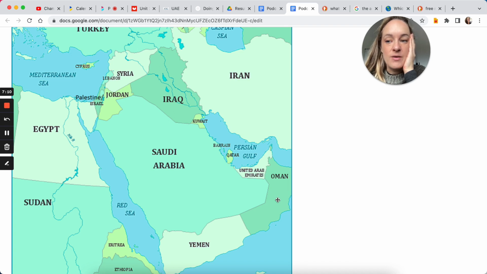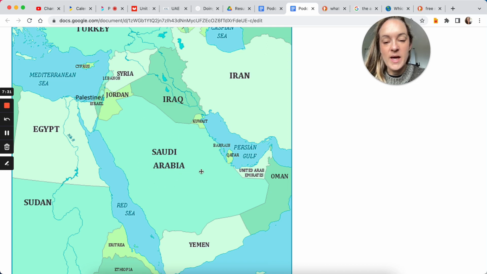So when you fly from Europe, for example, to Australia or China, it's very typical to have a layover on the Arabian Peninsula. But I think the majority of people don't leave the airport.